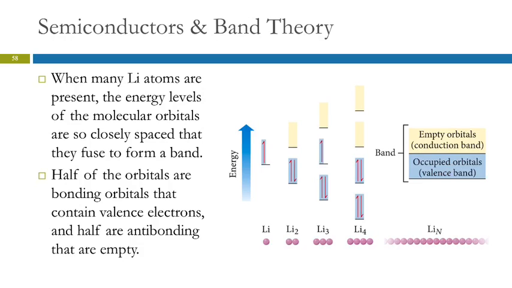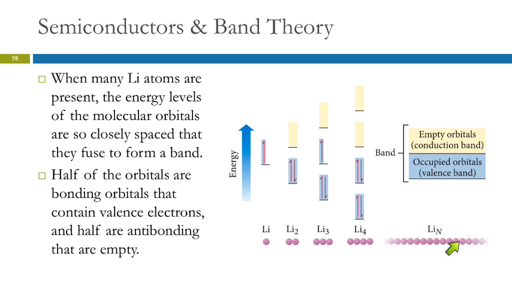So let's look at this. Here we've got one lithium atom, and there's the one valence electron in its s orbital. If we put two lithium atoms together, they each bring one orbital, and so we end up with two orbitals now, a bonding and an anti-bonding. With 4 lithium atoms, we're going to have 4 orbitals. We're going to get bonding orbitals and anti-bonding orbitals. As you continue to add lithium atoms, the energy difference between these levels becomes smaller and smaller and smaller.